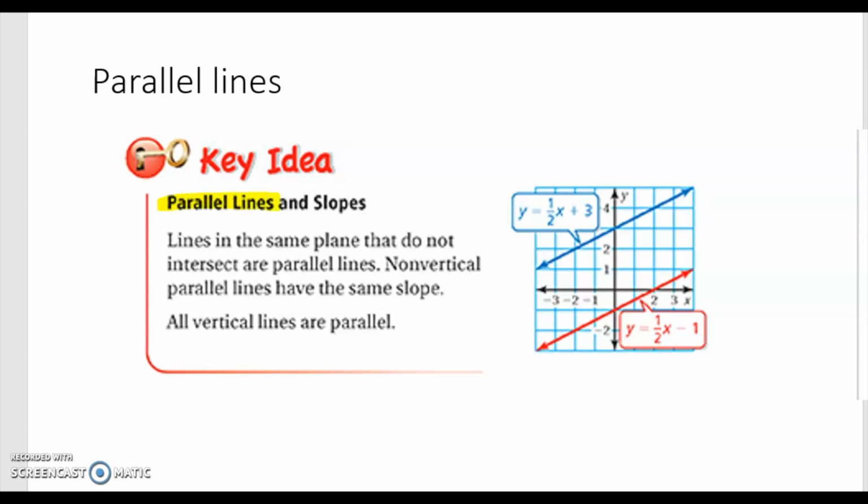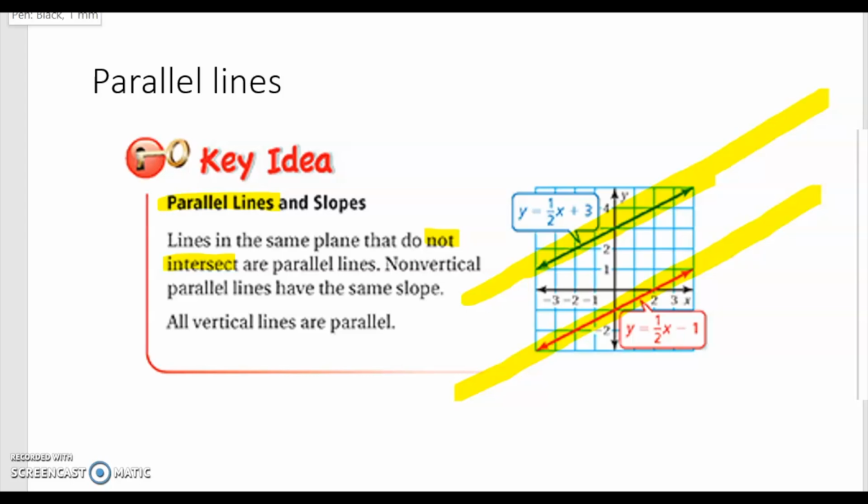And parallel means if we look at the lines here, like this blue line and this red line, if we were to imagine that those lines just continued in each direction forever, they would never intersect each other. That means that they would never cross. And so parallel lines have a very special property about their slopes.